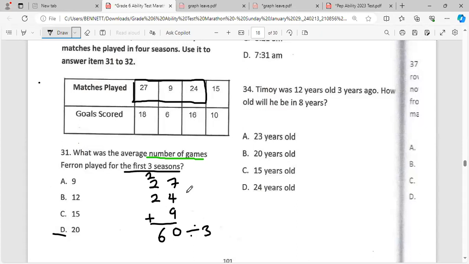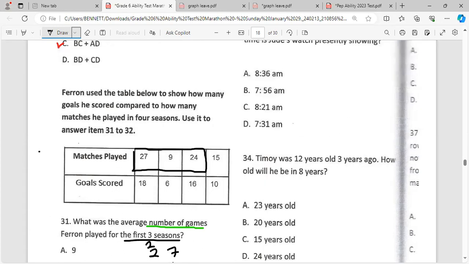Everybody agree? Yes, sir. All right. So guys, if you get a question like that, once you see the word average, it means the mean. You add up all the numbers and divide it by the total number of numbers that you have.